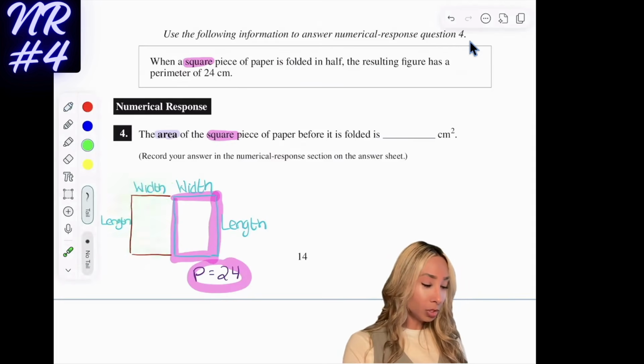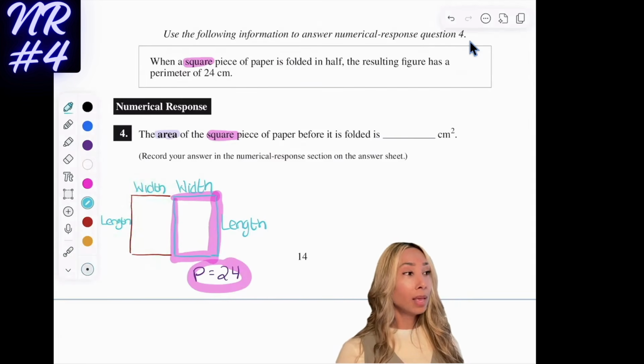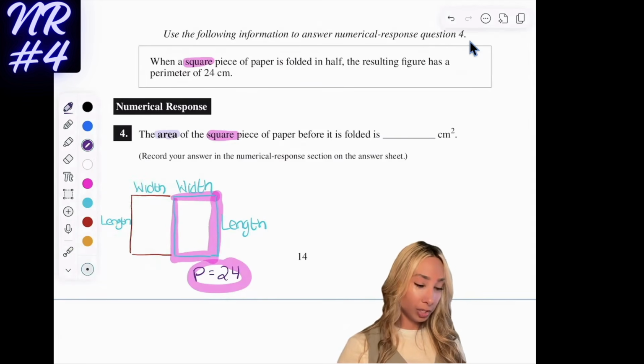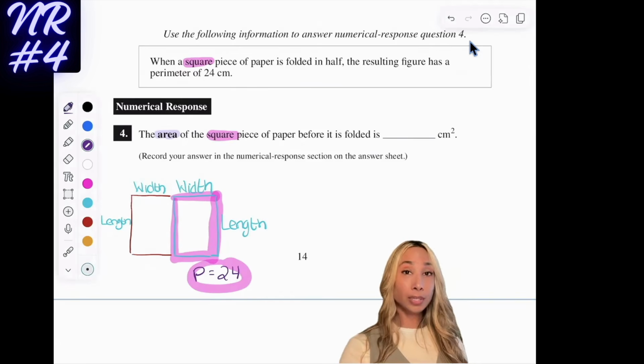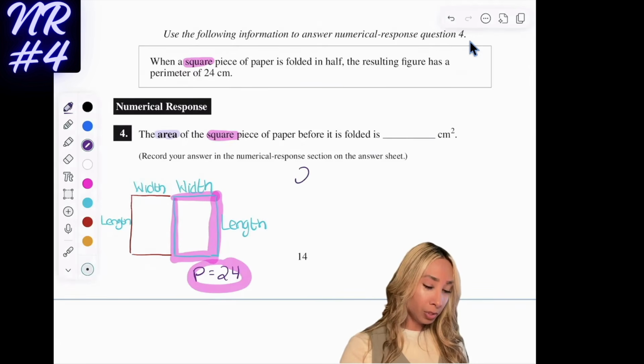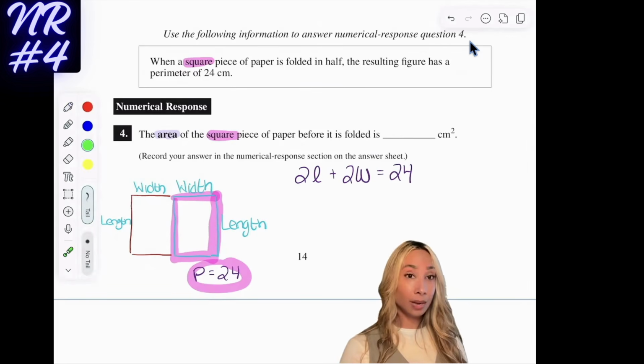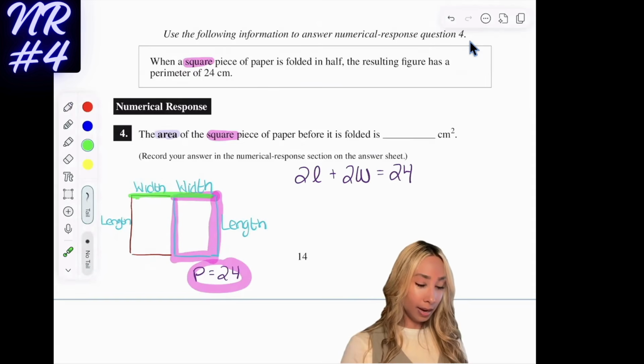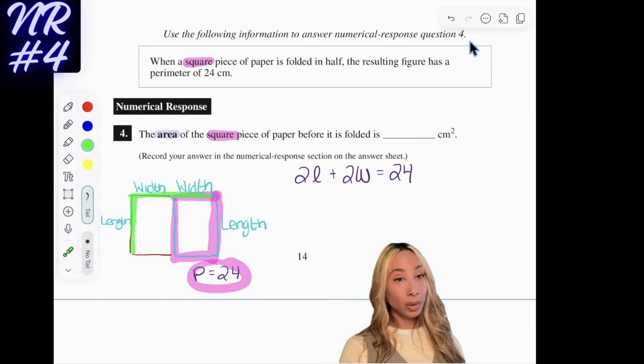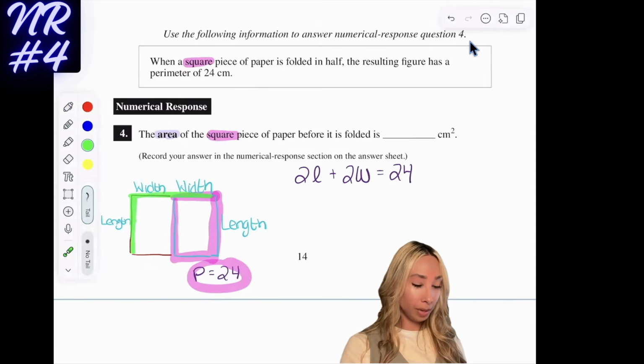Okay, so now I can set up something that relates back to my equation. So the first thing we know is that in order to find perimeter, I'm going to go 2 length plus 2 width is equal to, in this case, 24. Okay, easy. Now it's a square. So what this means is that when it's unfolded, this side and this side would be the same. And I'm sorry I didn't draw it properly. I should have really used graph paper. But just remember that it's a square. It's highlighted here and here.